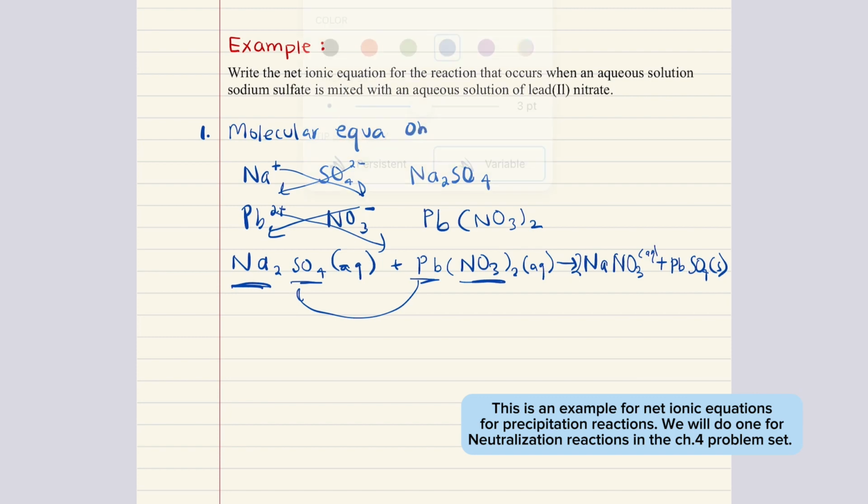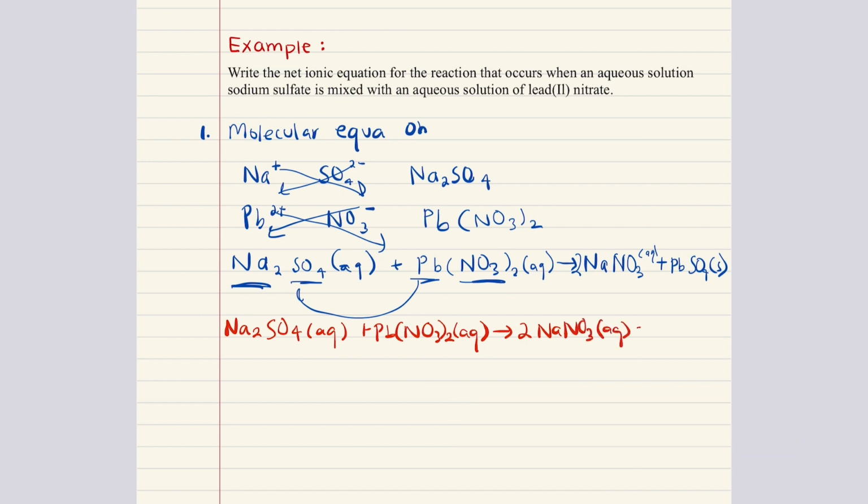So what I'm going to do is go ahead and rewrite this to look a little bit better for us so that we can move into our next step. And also we can talk about how we knew what was a solid in this equation. So let's go ahead and write this out: 2 NaNO3 aqueous plus PbSO4 solid.